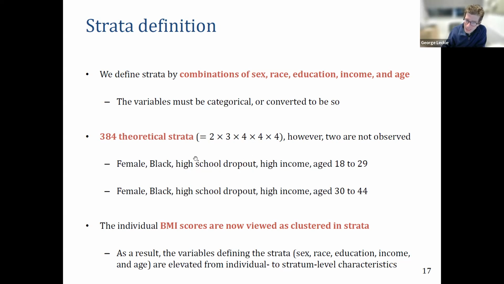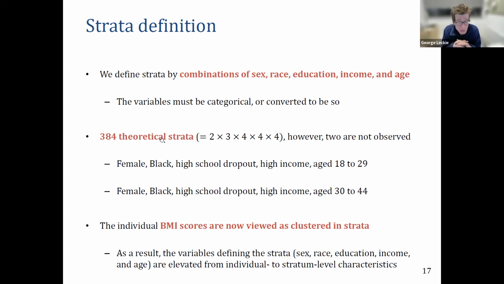So they are black, high school dropouts, and young. So it's only black and high school dropout and young, yet they have a high income. Okay, so you wouldn't really predict people to have a high income if they're from these marginalized groups and they're young. You know, incomes tend to rise as you grow older. So that's not surprising. And the second one is just the same, but young to middle age instead. So they've got no respondents. So we've only got 382 observed strata.